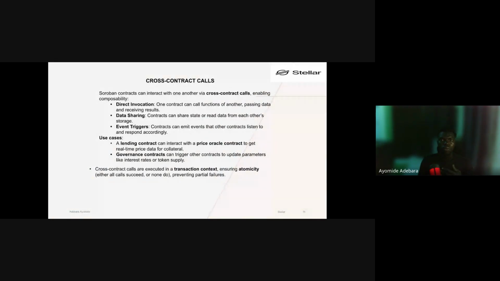Another thing is upgradable contracts. We've spoken about that, so we move on. Cross-contract calls. Soroban contracts can interact with one another via the cross-contract calls, enabling composability. What does this mean? This means that you have contract A, you have contract B. Your contract A can call functions from your contract B.